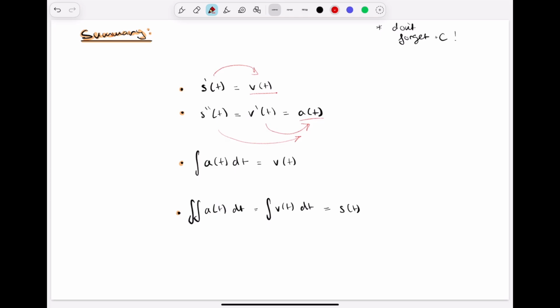Now, in order to go the other way around, we simply have to integrate because an integral is an antiderivative. So in order to go from acceleration to velocity, we integrate it. And in order to go from velocity to displacement, we integrate velocity, which is the same thing as taking the double integral of acceleration. And again, when you're doing this, don't forget the plus c. So for example, if I'm doing the integral of v of t dt, that's going to be equal to s of t plus c, because there's always this constant that we have to add when working with integrals.